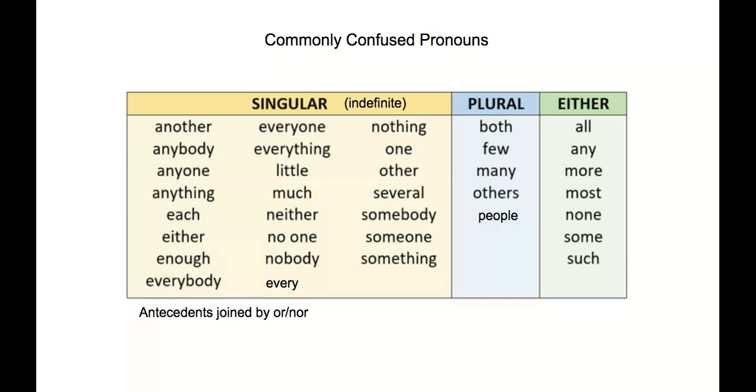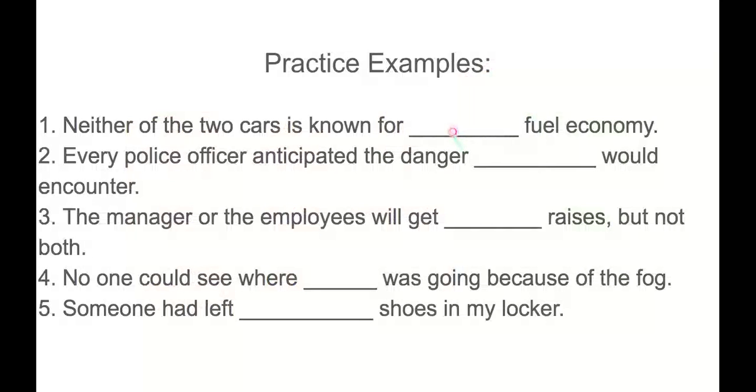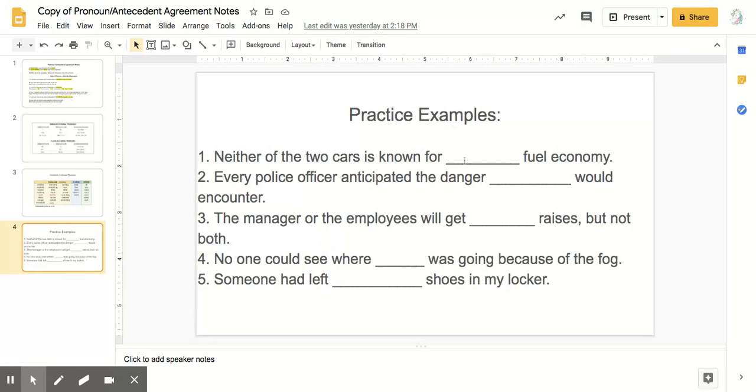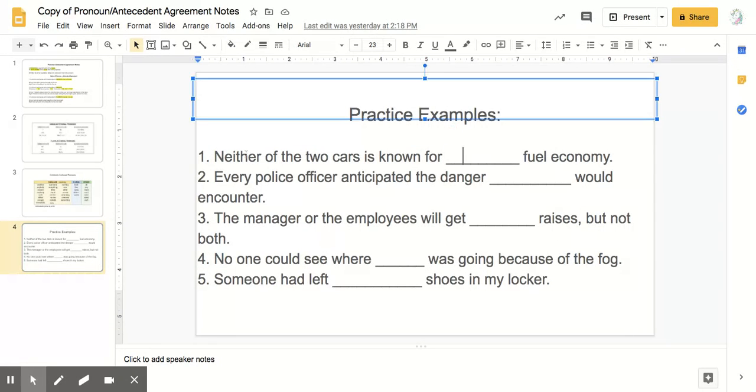Let's take a look at the last slide. We can go ahead and type some answers on it. So I'm going to scoot out of this real quick. Okay, so let's take a look at this one for number one. Neither of the two cars is known for blank fuel economy. This is what I was talking about with slide 3. You're going to see some of these words right here.